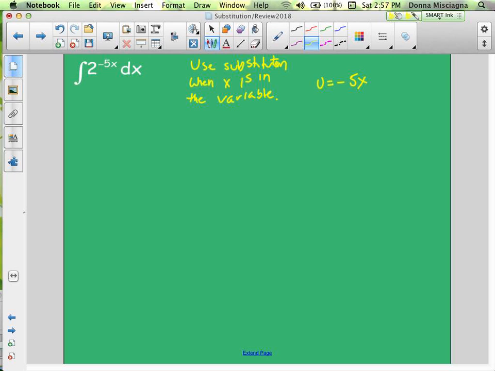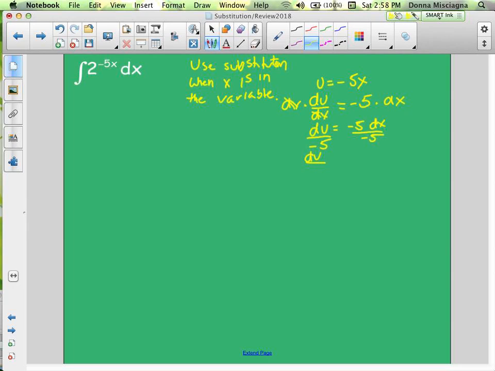Let's take the derivative. So this would be du dx equals the derivative of negative 5x, which would be negative 5. Right? Well, there's no negative 5 there, but that's okay. You can be short a constant. We just need to isolate. We need to move the dx to the other side by multiplying both sides by dx. And we're going to have to then divide both sides by negative 5. So here on this side, the dx cancels. You have du equals negative 5 dx. Then simply divide both sides by negative 5.